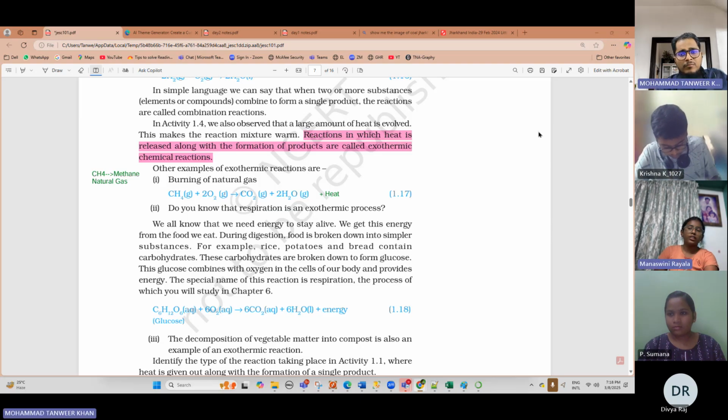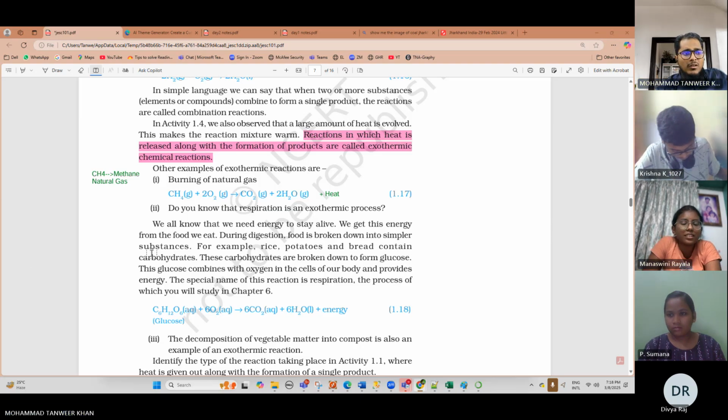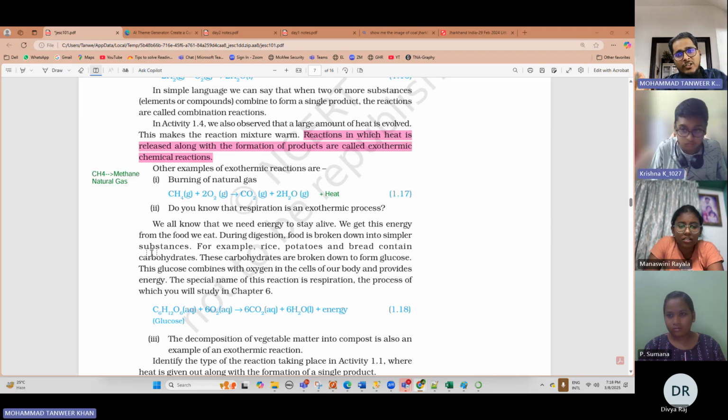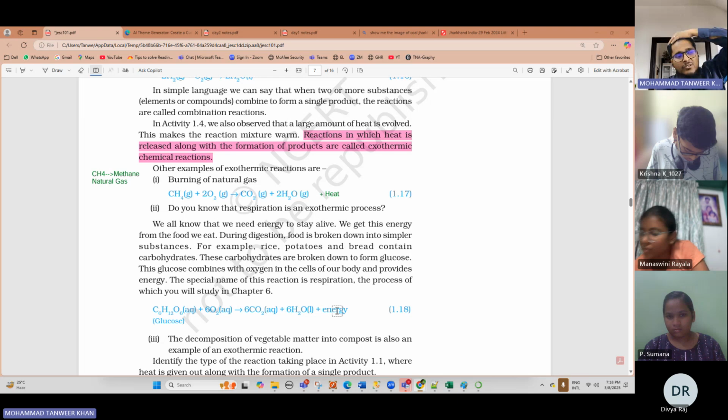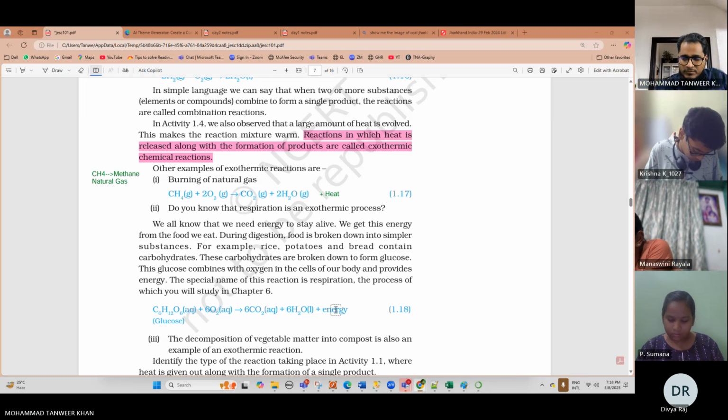Energy, in the sense like there is ATP. You might have heard about this, adenosine triphosphate. That energy is released. And this is the formula: C6H12O6 plus 6O2 gives 6CO2 plus 6H2O plus energy. This is an example of respiration. So respiration is also an exothermic reaction because the energy is getting released here. Clear? Yes, sir.